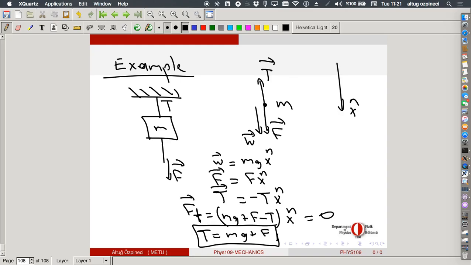Now, if you increase the force, the tension should increase, but for any string, it has a finite strength. So there is a maximum possible tension that it can support without breaking. So if the force F is large, then the string will break. So which one will break, the top one or the bottom one?